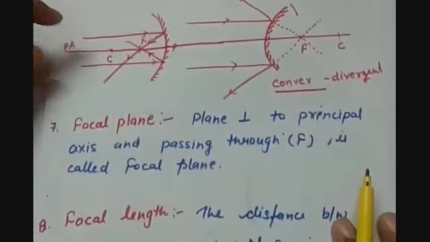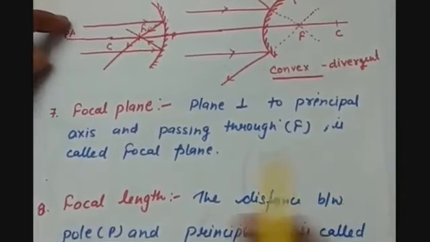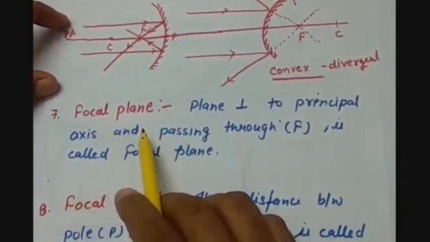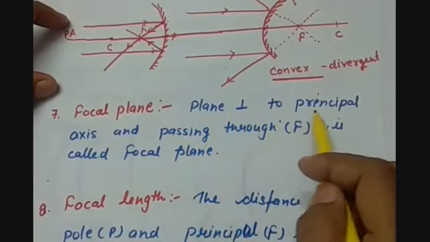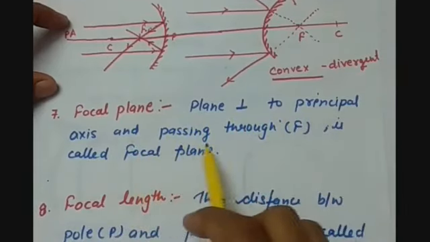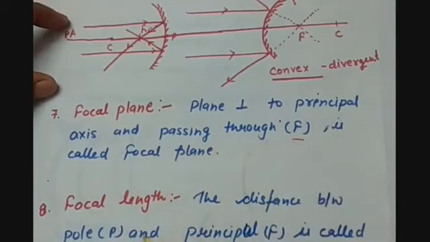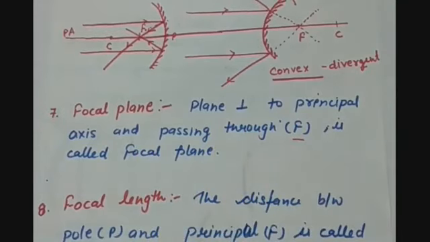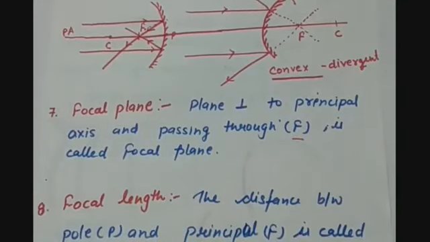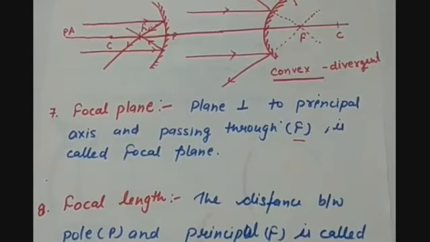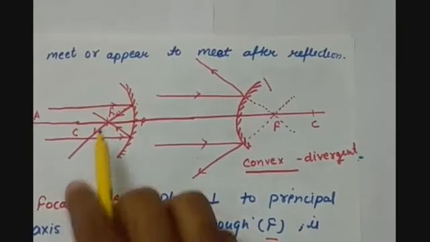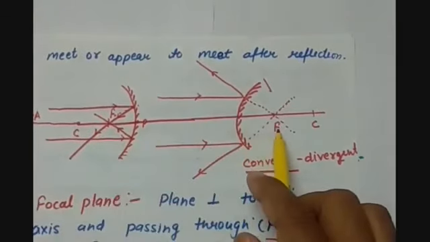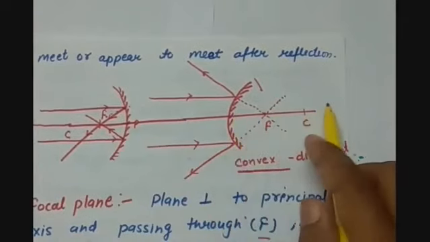Then we have another important term, focal plane. Focal plane is the plane perpendicular to the principal axis and passing through the focus. Now let me make you understand this. As you see here, in both the cases we have our focus points. This is our principal axis.